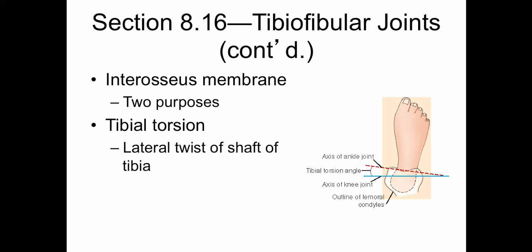Tibial torsion describes the twisting of the shaft of the tibia, which causes the distal tibia and proximal tibia to face in different directions, with the distal tibia facing somewhat laterally compared to the proximal tibia. As a result of lateral tibial torsion, motions at the ankle joint do not occur exactly within the sagittal plane, but within an oblique plane instead.